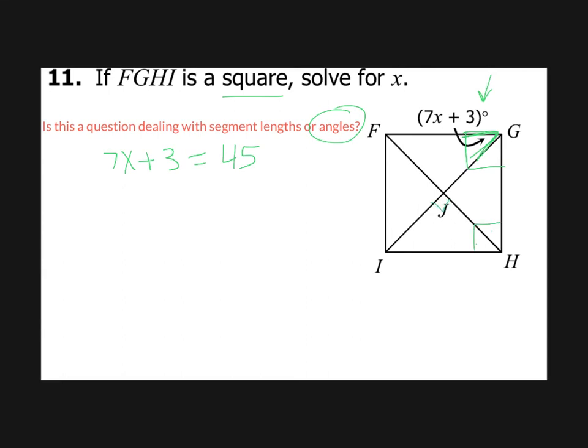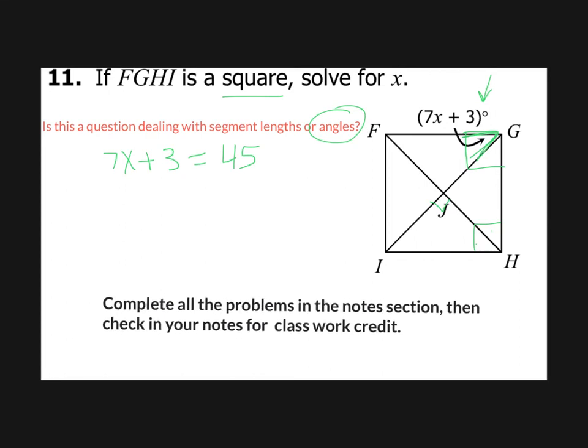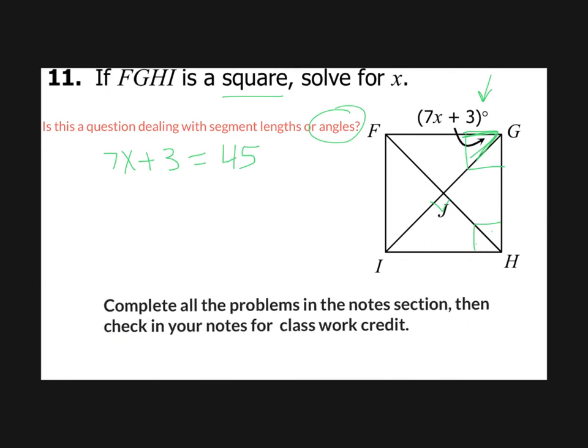Once you're done, check in the notes with me and you can move on to the homework. Well done. Again, complete all the problems in the notes section, then check in your notes for classwork credit, and then you can move on to the homework.